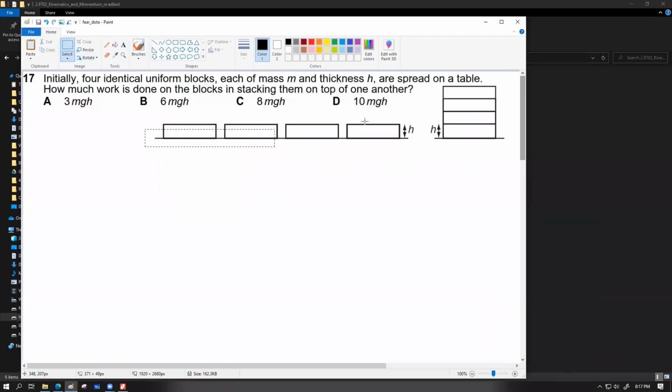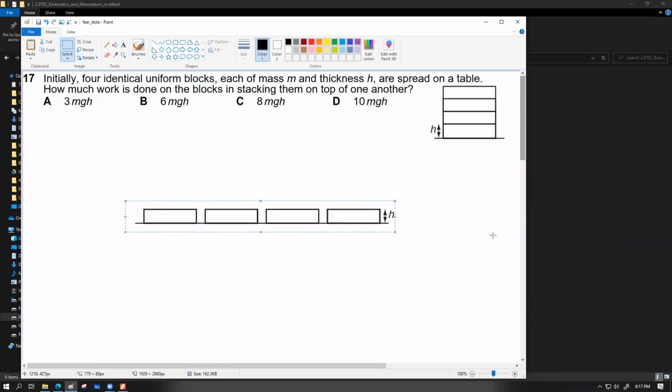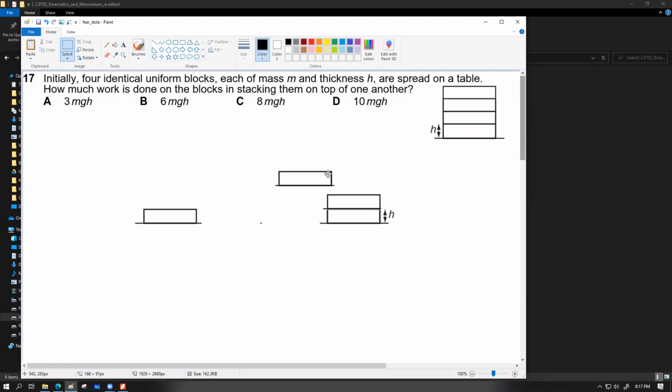The logical way you'll be able to make this stack is like this. Let me just make it visible for you. You're going to take this. Let me choose transparent selection. So this is 1 mgh. This is 2 mgh because you are lifting up by 2h height. And this is 3 mgh. So 3 mgh plus 2 mgh plus 1 mgh gives you 6 mgh.